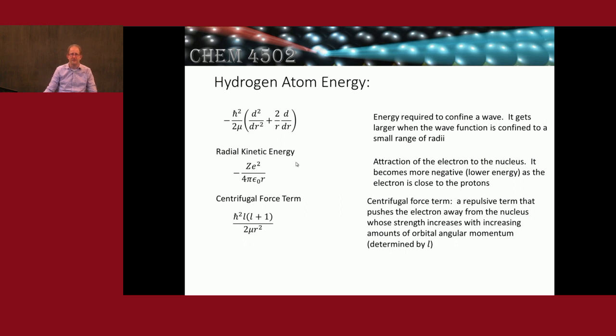We have the Coulombic attraction, the attraction of the electron to the nucleus. And we have the centrifugal force term, which is down here on the bottom. And it's going to increase with L. Now, importantly, when L is 0, when there's no orbital angular momentum, this term is 0. There's nothing there.